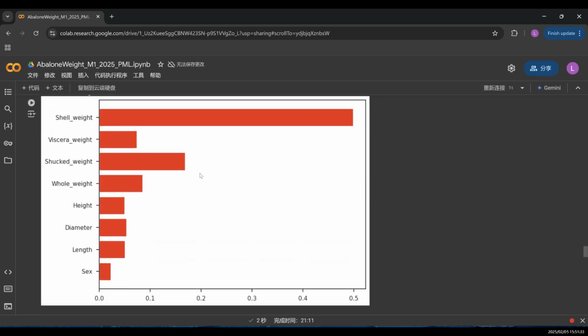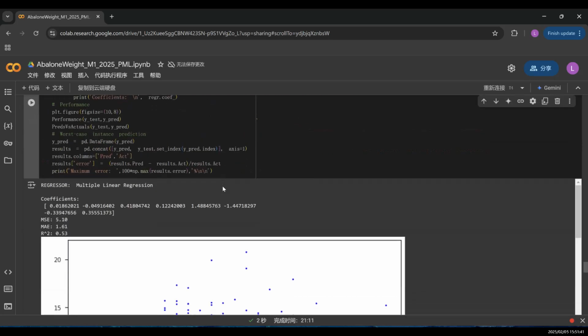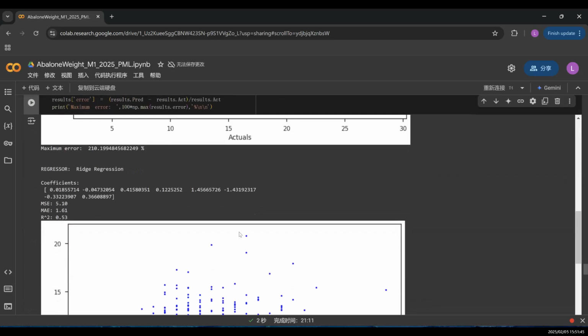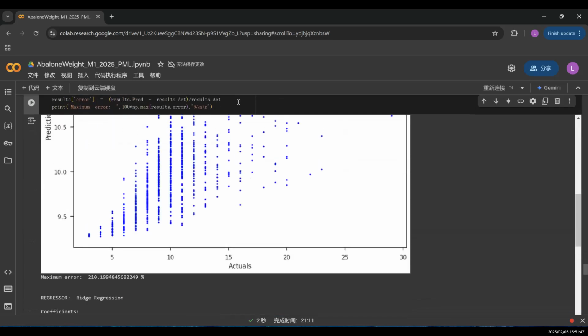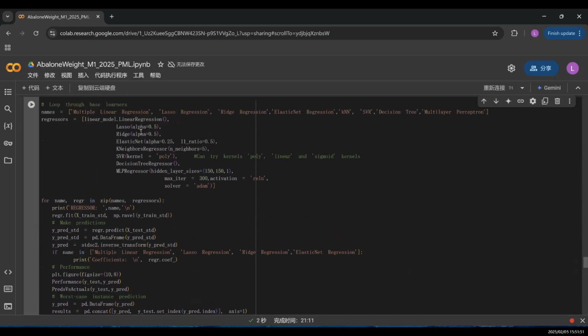Something like the shell weight and the shucked weight can be considered. That can capture a more complex relationship, I think. Additionally, improvements such as tuning the regularization parameters by changing the alpha may help to refine the model performance.